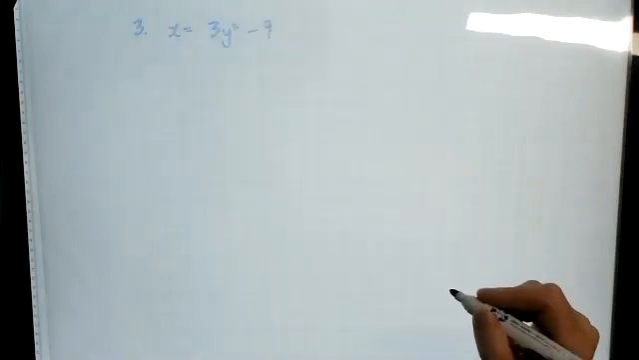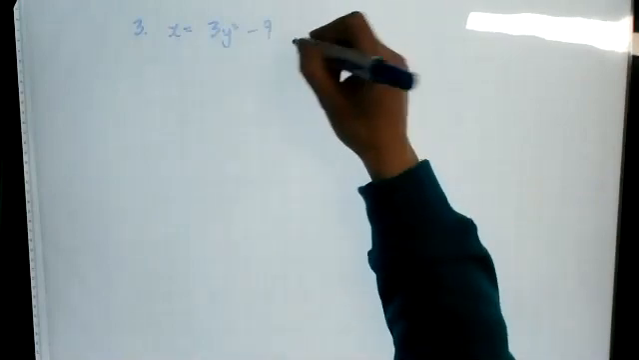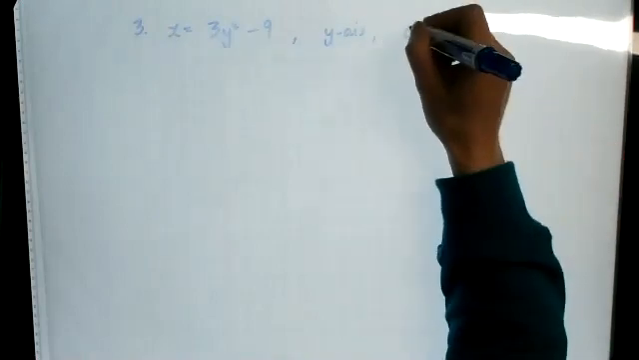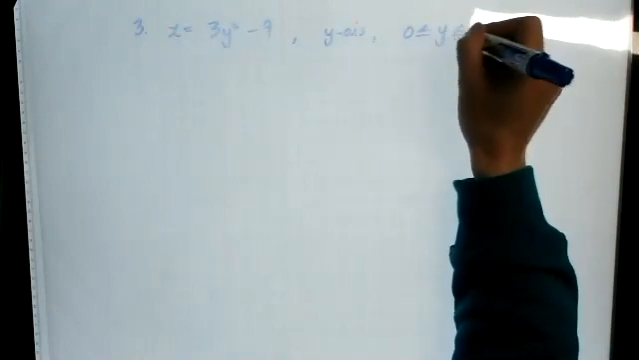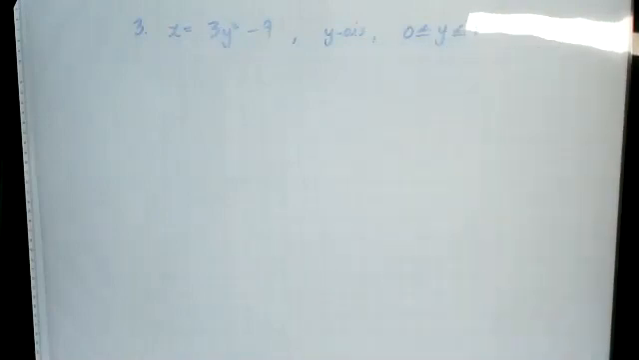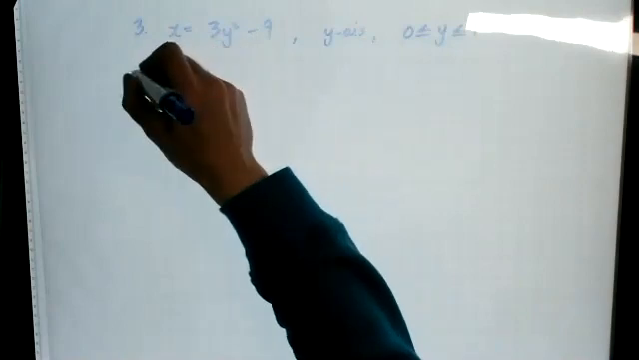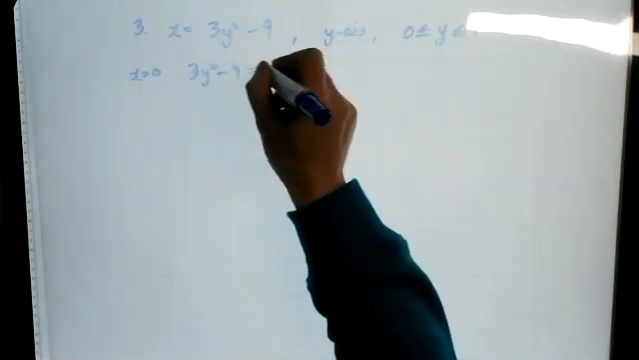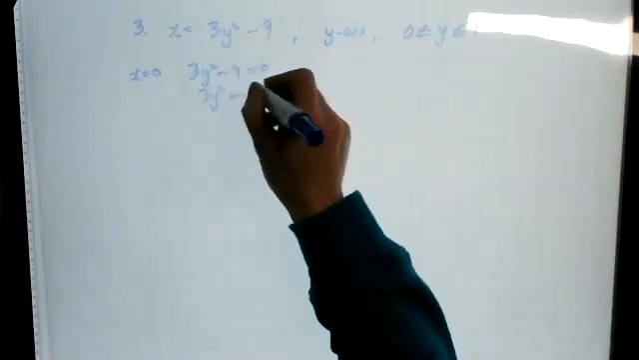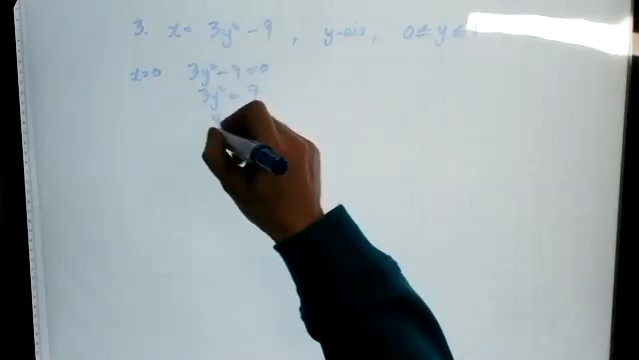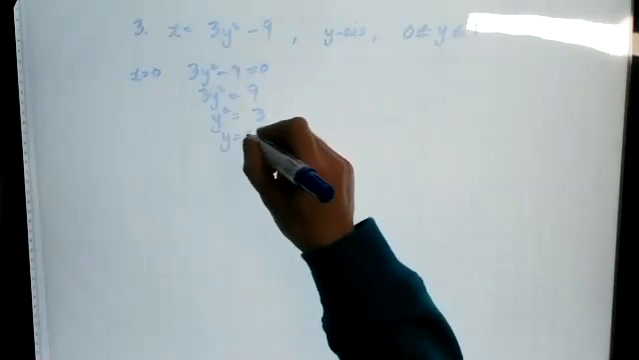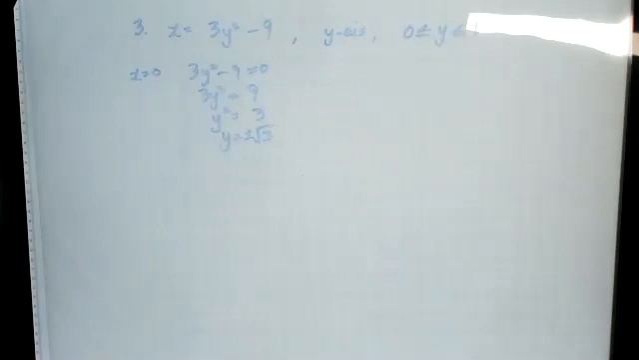To find where the curve meets the y-axis, set x equal to 0. So 0 equals 3y squared minus 9, so 3y squared equals 9, so y squared equals 3, so y equals plus or minus the square root of 3.